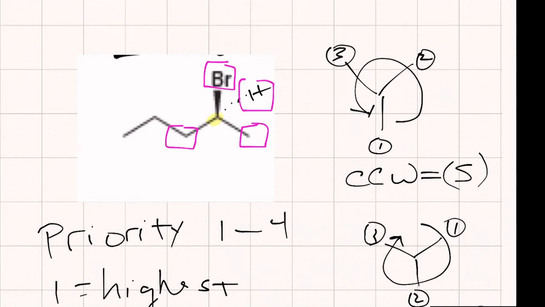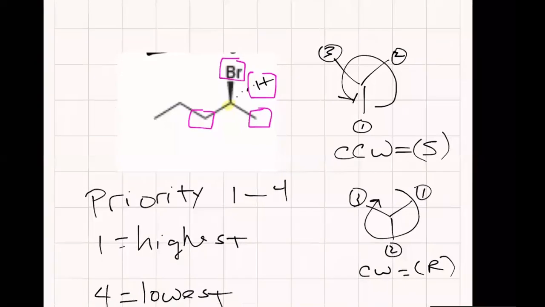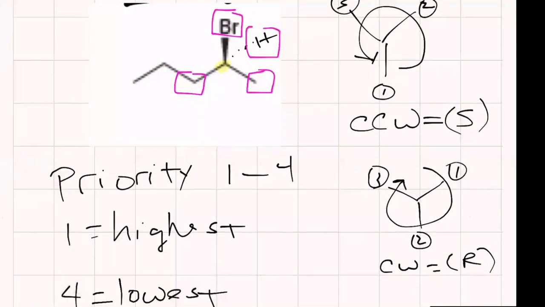And once we do that, I'm going to give you a shortcut. It's a little bit different than what was in the video, but both methods are applicable. So if you had to prioritize these groups, what would be 4 automatically? Hydrogen. Hydrogen is going to be 4. And what's going to be 1? Bromine.